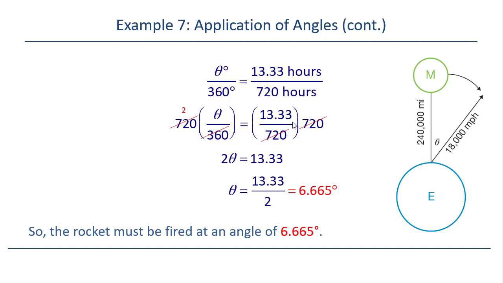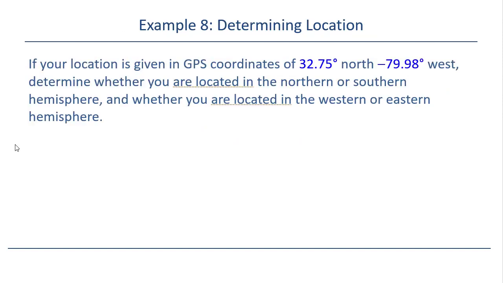All right, so we can do some math. We can cancel some things out. And then we get 2 theta equals that. So we divide by 2, and we get roughly 6.665. I mean, it's basically 6 2/3 degrees. And so that's the angle we would set. Fire off the rocket, and in 13.33 hours it slams into the moon, shatters into a million pieces, and we all die. I'm kidding. Okay, how about another example?